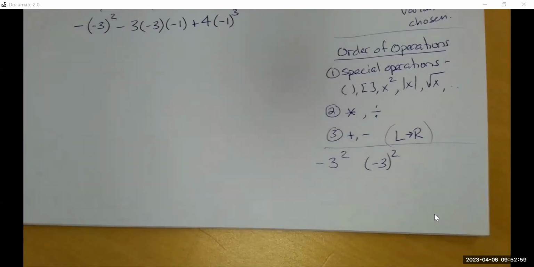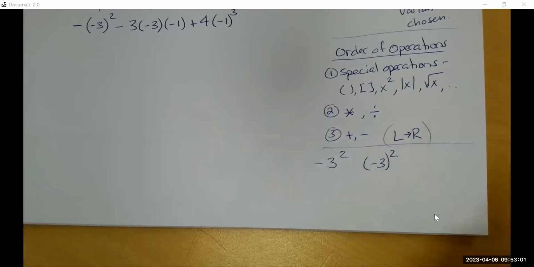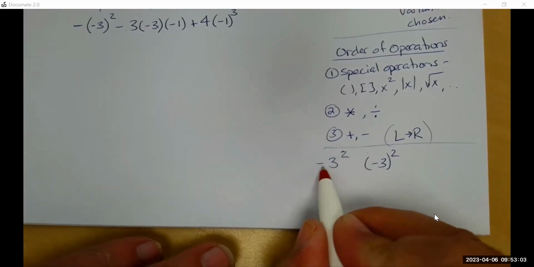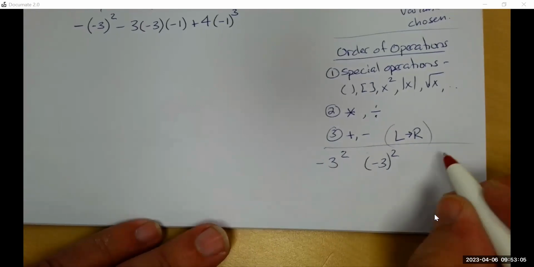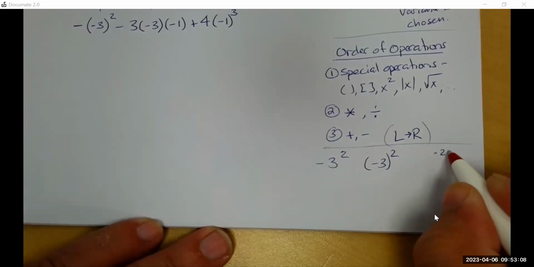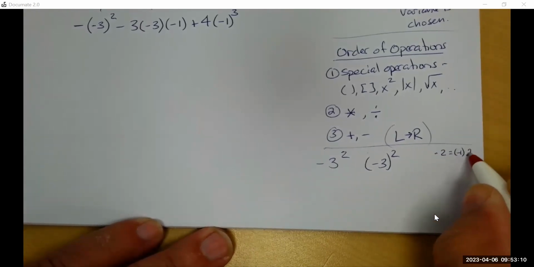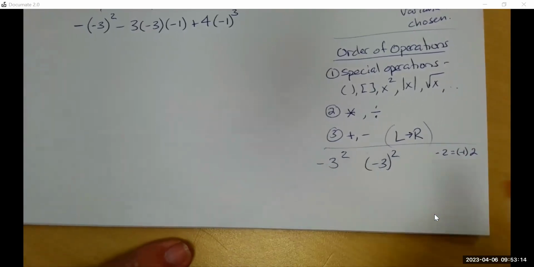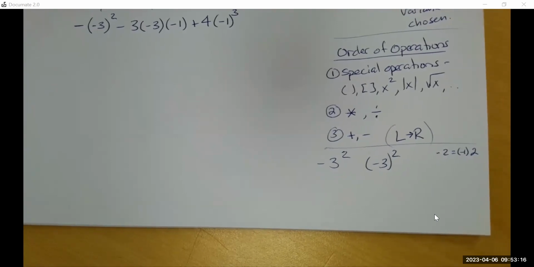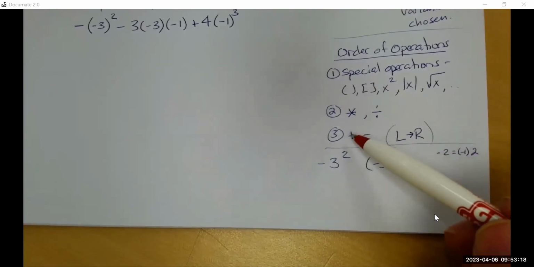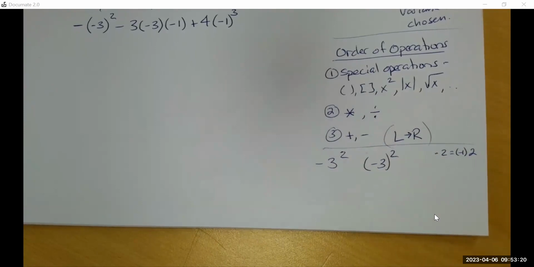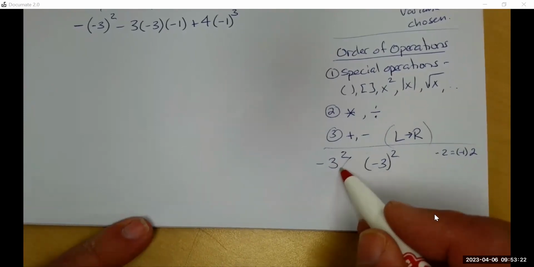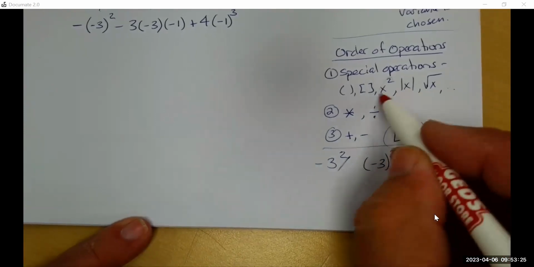Well, let's look at the negative. A -2 is the same thing as -1 times 2. So this is multiplication, this is exponent. Which one do you have to do first? You have to do the exponent first.